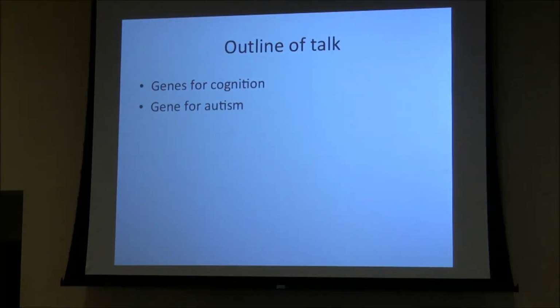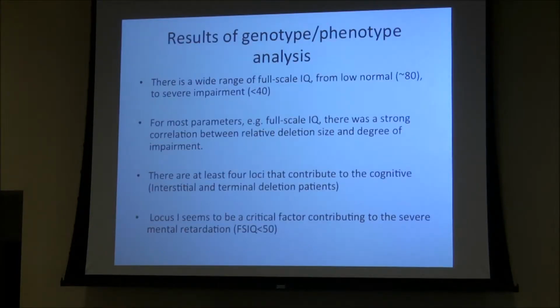So today what I'm going to talk about first is how we've approached this to identify some genes that we think are contributing to the varying degree of cognitive impairments. And then I'm going to specifically tell you about the approach we've taken to identify what we think is at least one gene in 11q that's probably contributing to some of the autistic features that Sarah and Natasha have identified.